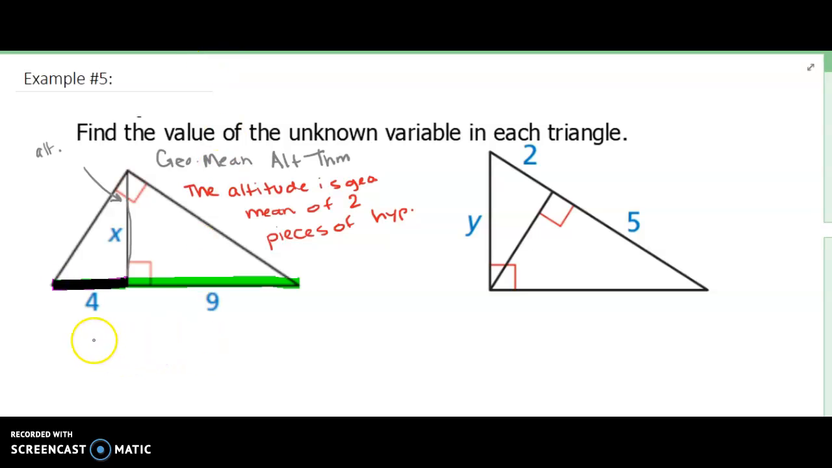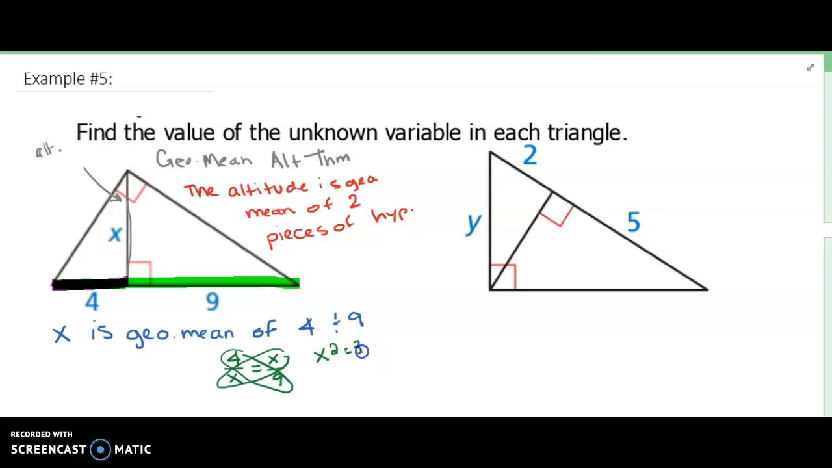All right, so I could say that the altitude, so x, is the geometric mean of the two parts of the hypotenuse, 4 and 9. So 4 over x equals x over 9. Geometric means are always opposite of each other and listed twice, so I have x squared equals 4 times 9, which is 36. Square root both sides, I get x equals 6. They won't always be a pretty number like that.